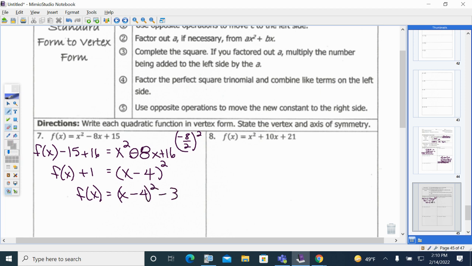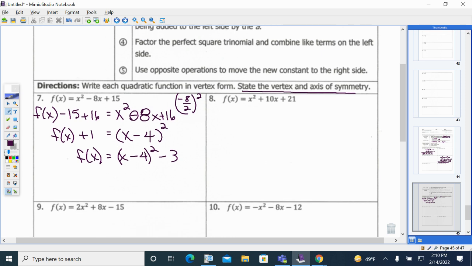So now our equation says f of x equals (x minus 4) squared minus 3. The directions do tell us to state the vertex and the axis of symmetry. So the vertex would be, remember how the h lies to us.